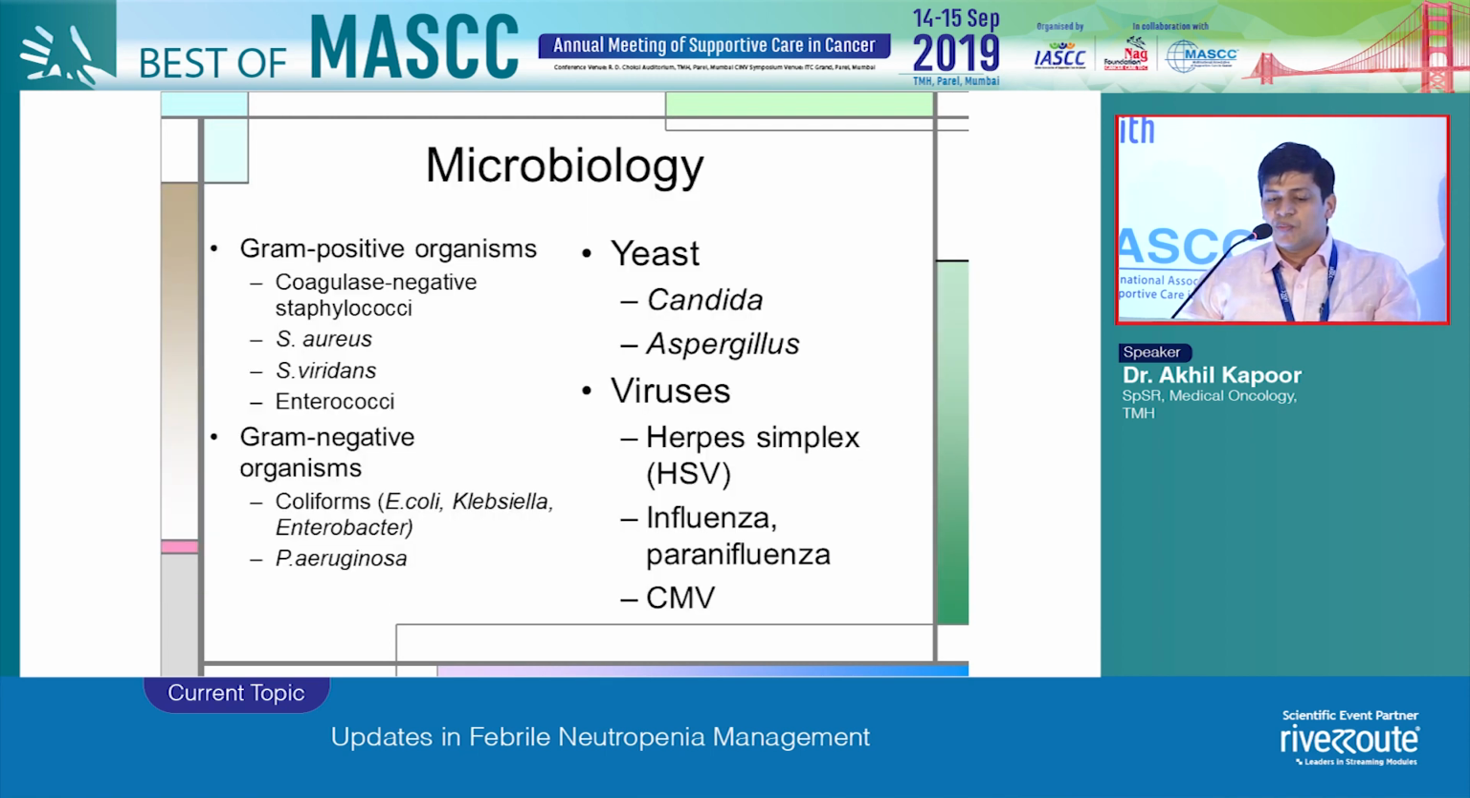Microbiology: gram-positive organisms include coagulase-negative Staph, Staph aureus, and viridans streptococci. In gram-negatives, E. coli, Klebsiella, Pseudomonas. Yeast includes Candida and Aspergillus, and rarely, viruses include HSV, CMV, and influenza virus. So these are all the data from the West.